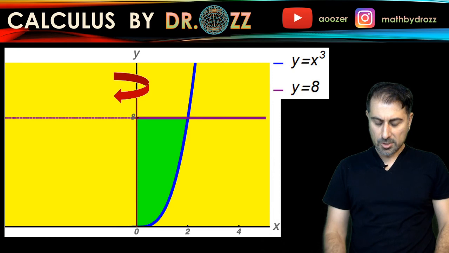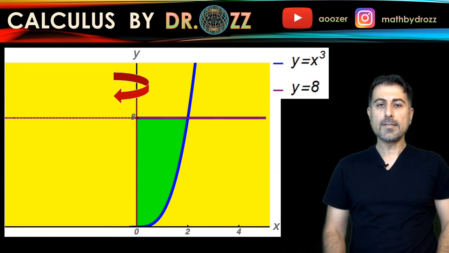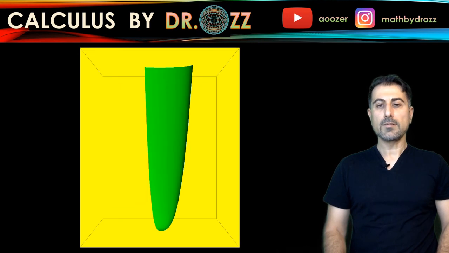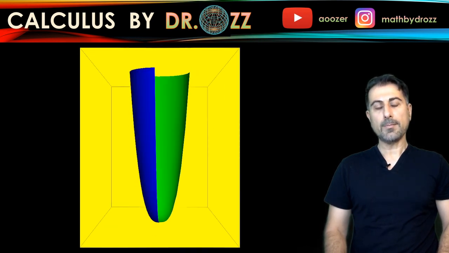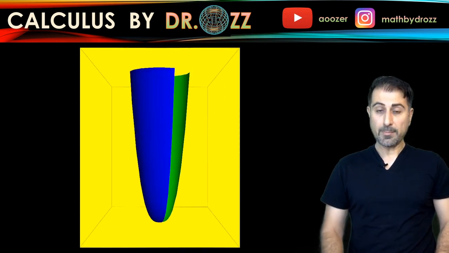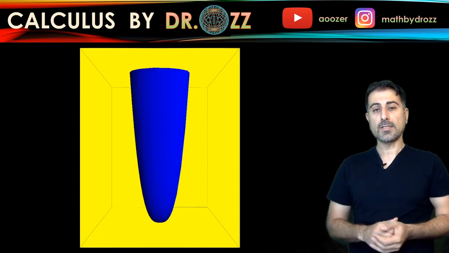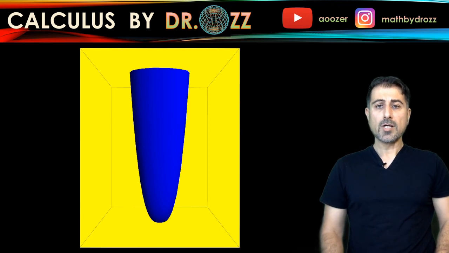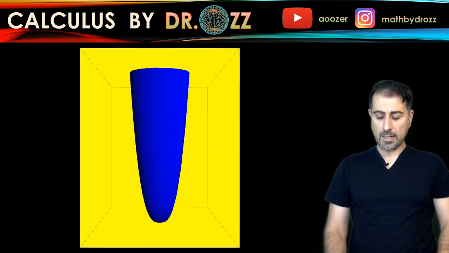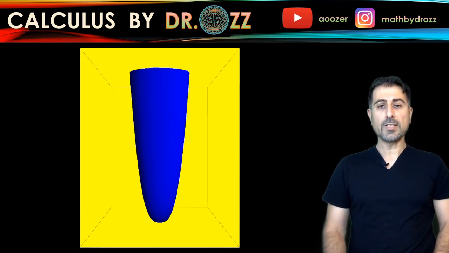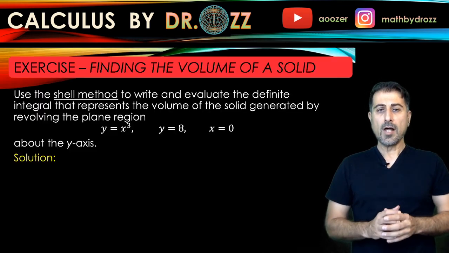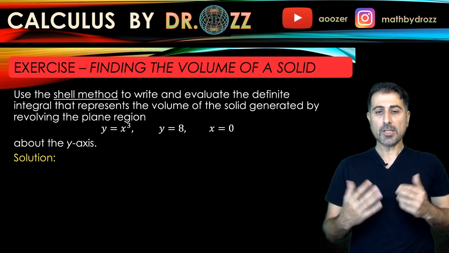All right, so let me just show you what the three-dimensional object looks like. Just revolve this around, you get a bullet-like three-dimensional object, and you're interested in finding the volume of this shape. But this time, since in the statement of the question, it's mentioned that we're going to use the shell method, we want to remember exactly how the shell method works.